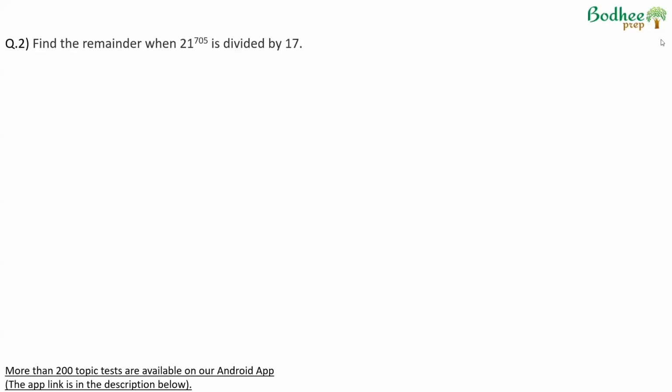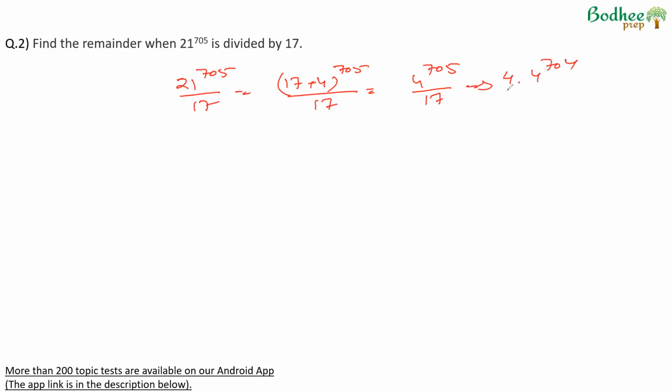Find the remainder when 21 raised to power 705 is divided by 17. This can be written as 17 plus 4 raised to power 705 divided by 17. This further will leave a remainder of 4 raised to power 705 divided by 17. Since you want to square it, eventually we write this as 4 into 4 raised to power 704 divided by 17, which becomes 4 into 4 square, and 704 divided by 2 will be 352. This becomes 4 into 16 raised to power 352 divided by 17.